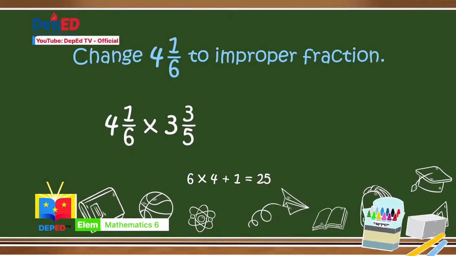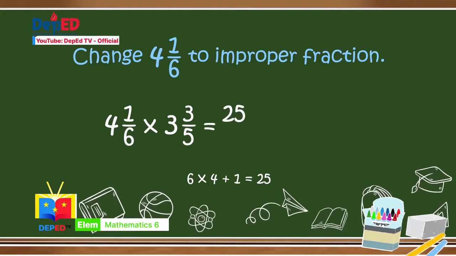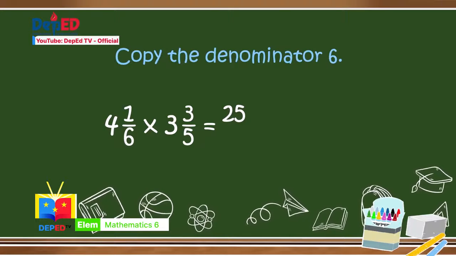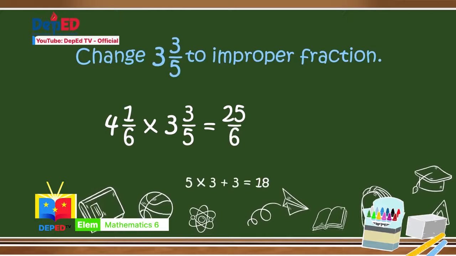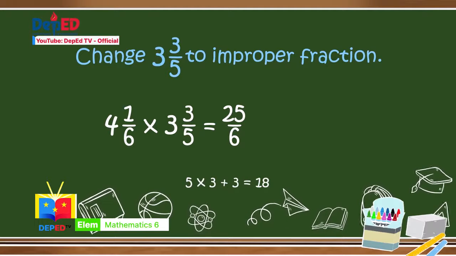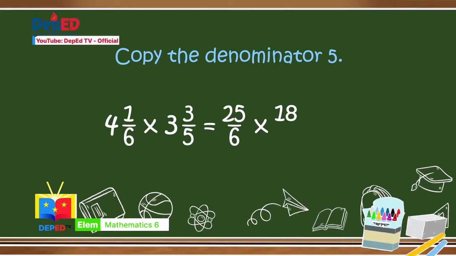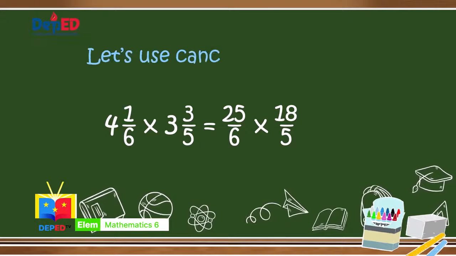First, change 4 and 1/6 to improper fraction. 6 multiplied by 4 plus 1 equals 25. Copy the denominator 6. We have 25/6. Also, change 3 and 3/5 to improper fraction. 5 multiplied by 3 plus 3 equals 18. Copy the denominator 5. We have 18/5. 25/6 multiplied by 18/5. Let's use cancellation method.